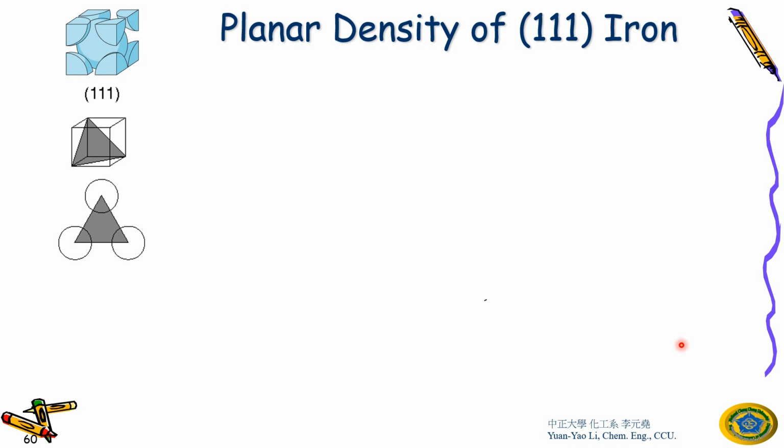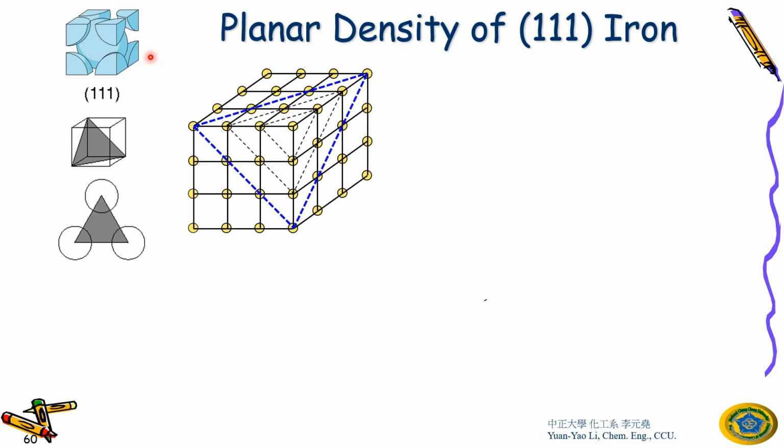So how about the planar density of 111 iron? 111 iron is here, right? Do you get my point? The important thing is to find a unit cell, or the point is you need to find out the repeat unit. And this takes a little bit of imagination to understand. So let me show you something like this.